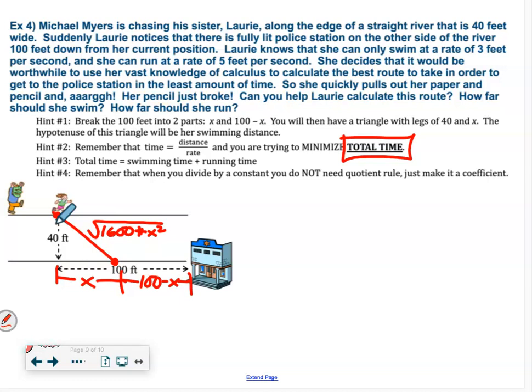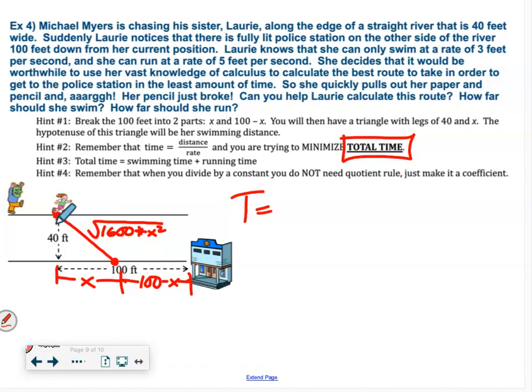All right. So we have to minimize total time. So I give you a little hint. All of her rates that are given to you are all constants. So no variable rates here. When your rate is constant, distance equals rate times time. So time is distance divided by rate. We want to minimize time.